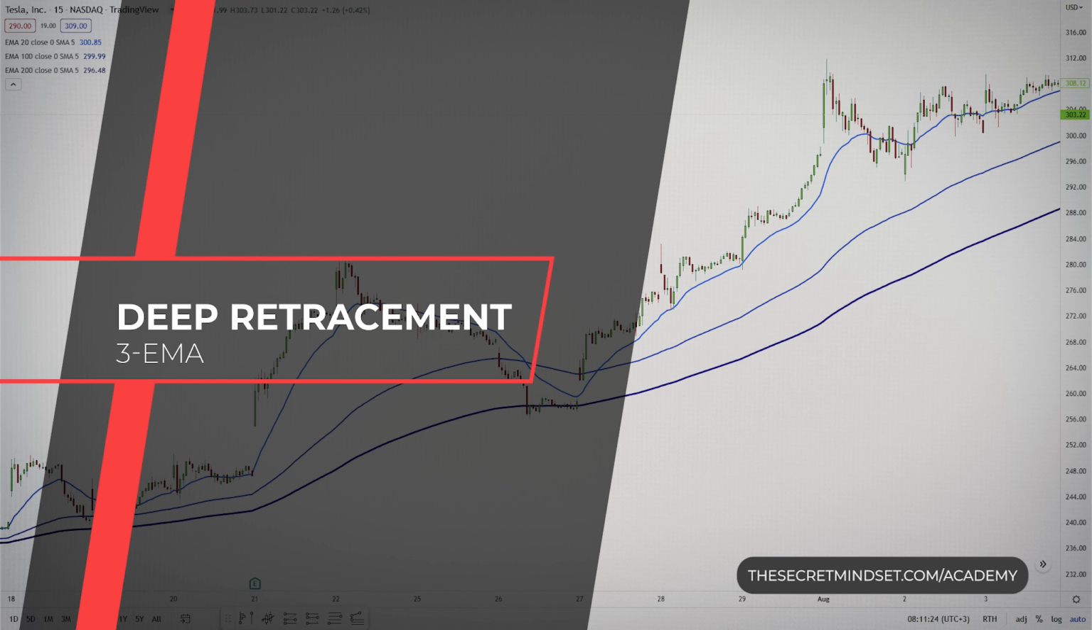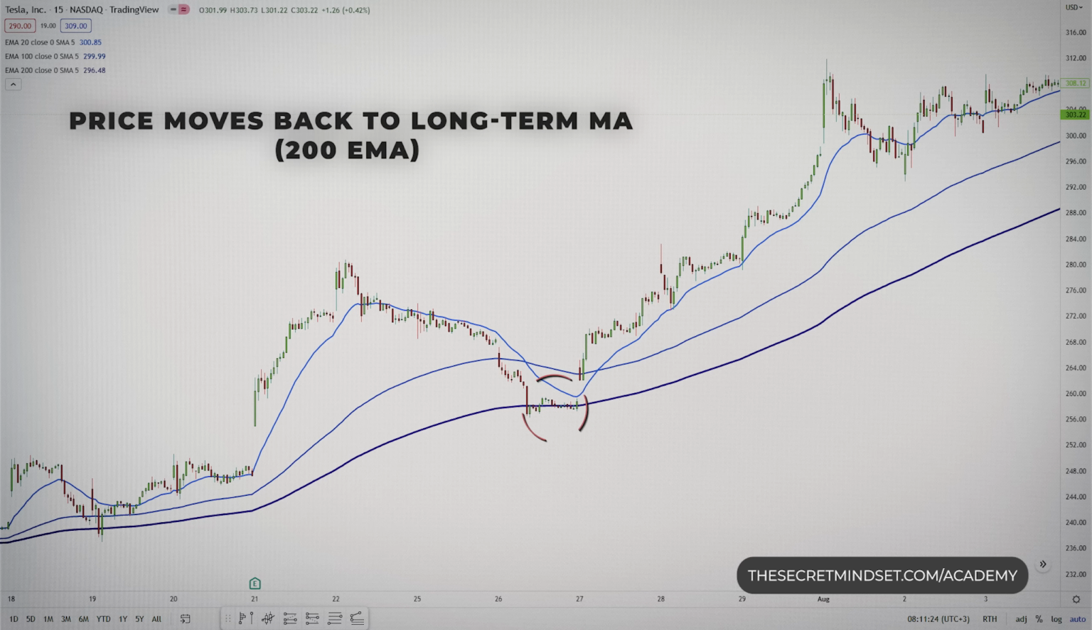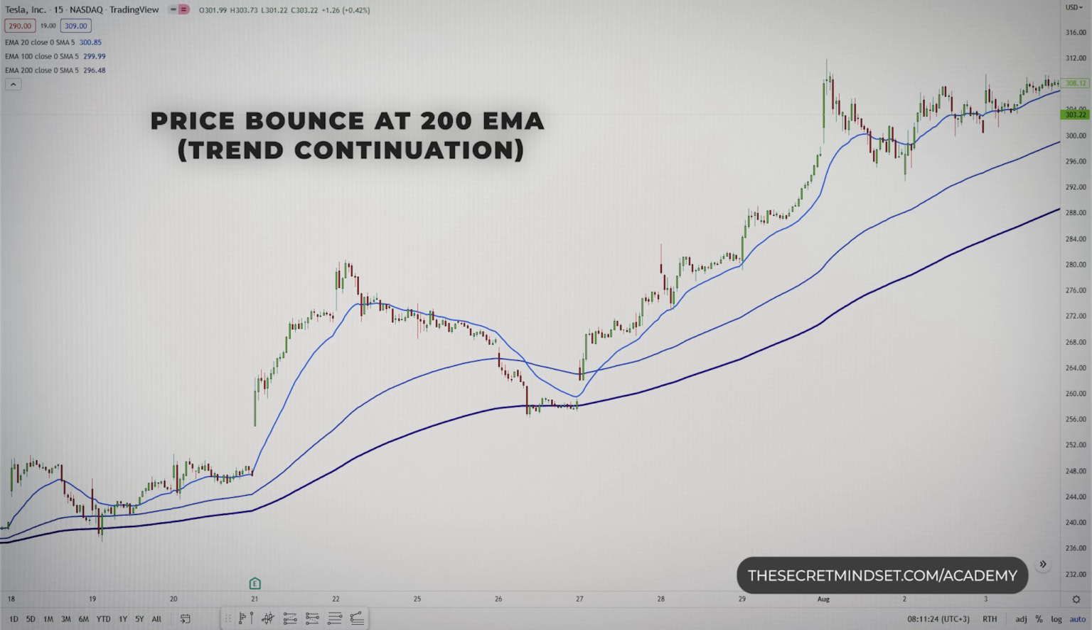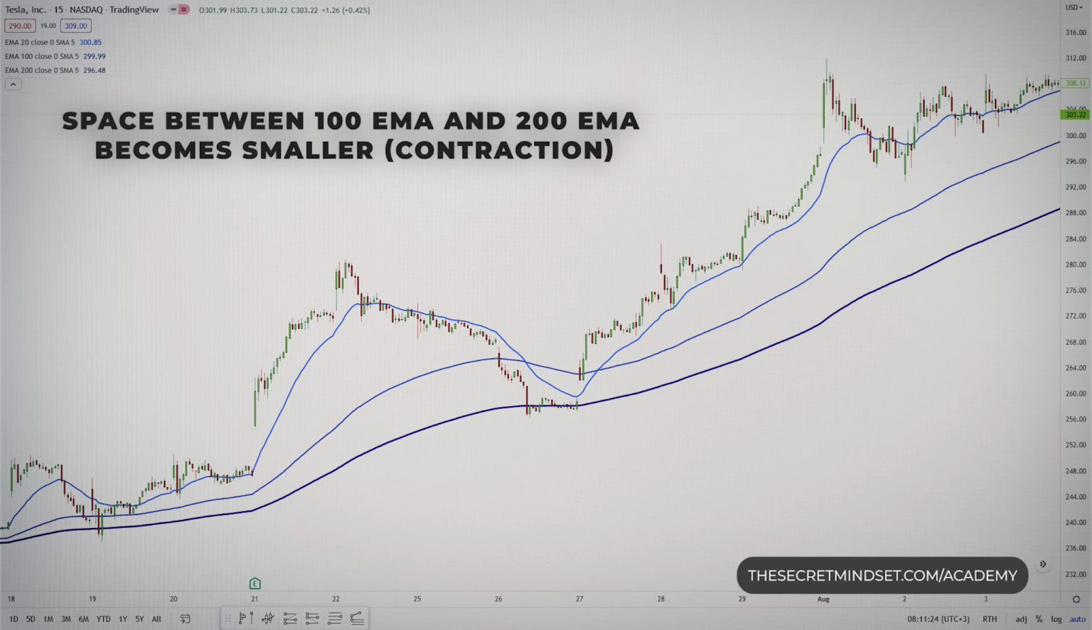Here's how it looks when the market makes a deep retracement in a trend. Price moves back to the long-term moving average, the 200 EMA. Price usually bounces at the 200 EMA and the trend resumes. The medium-term moving average will become flat and will even have an opposite angle, but the slope of the 200 EMA is still trending. And very important, the space between the 100 EMA and the 200 EMA becomes smaller. You'll see a contraction.